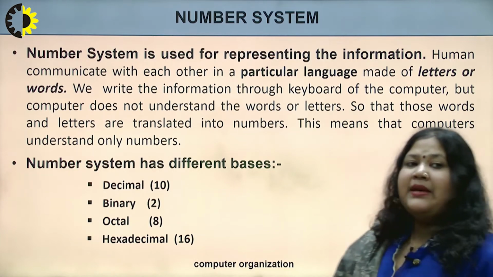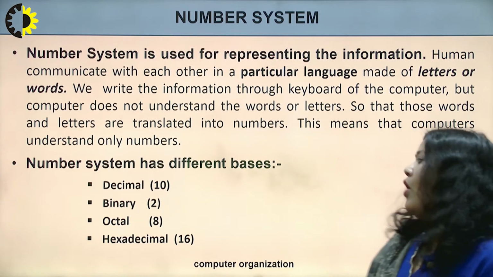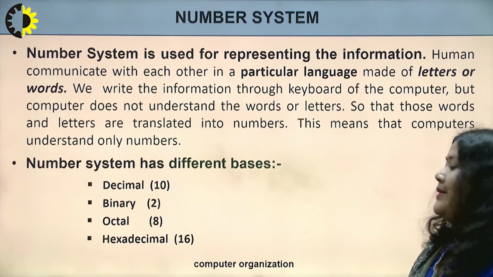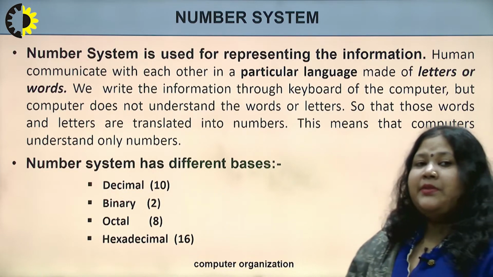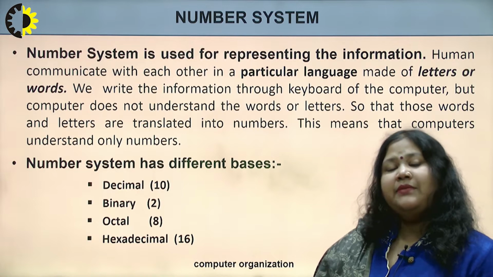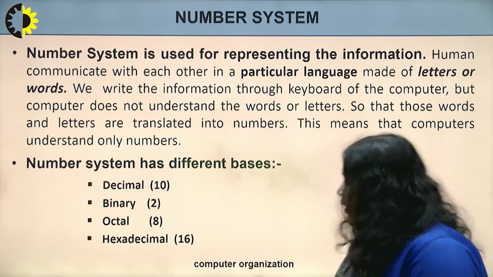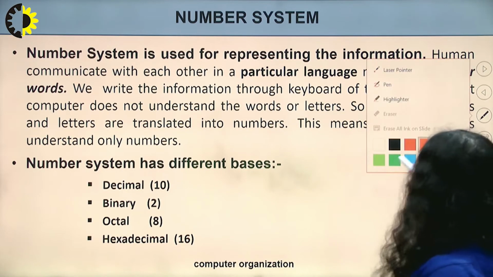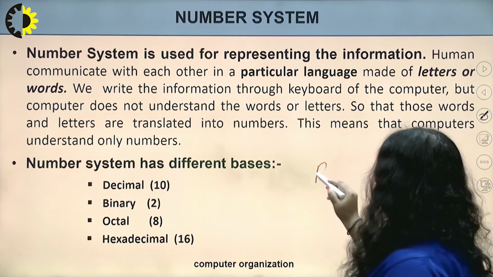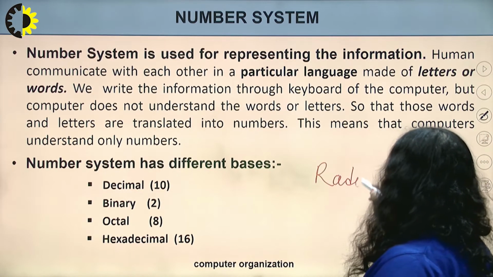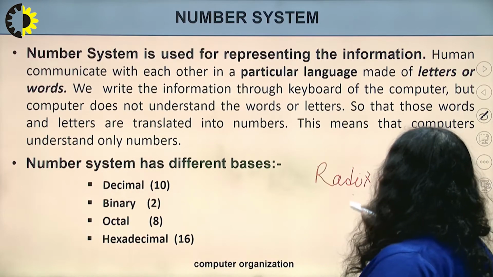First is the decimal base, second is the binary base, third is the octal base, fourth is the hexadecimal base. Basically, base is also known as radix. So what is base? Base means radix. Radix or base, both are the same.